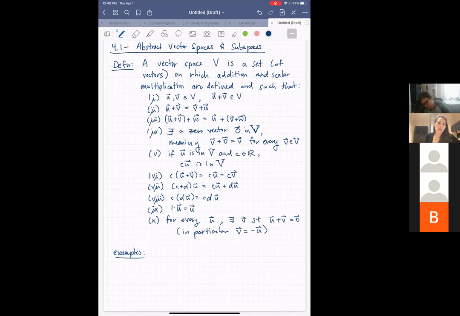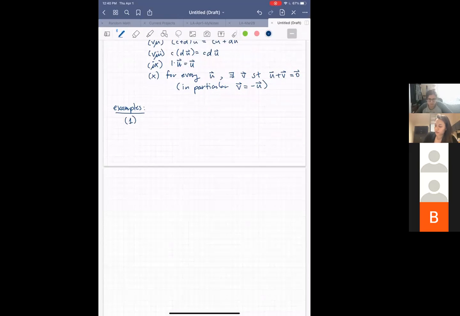Okay, so let's talk about some interesting examples of vector spaces. First of all, we have the space of polynomials. We'll denote this P_n, and this will be the space of polynomials of degree less than or equal to n.